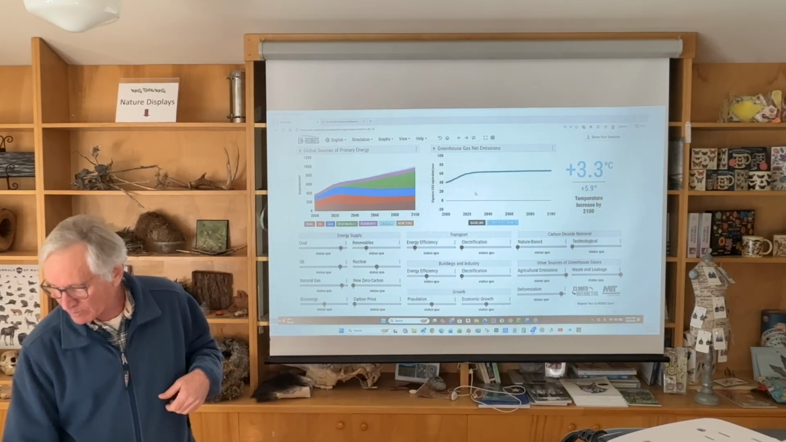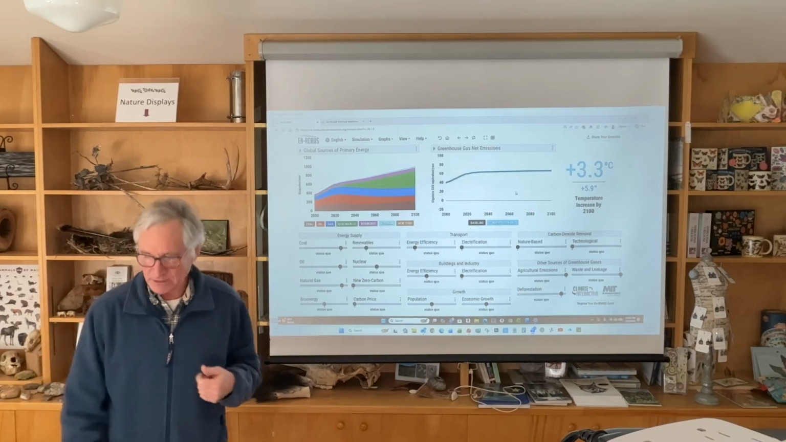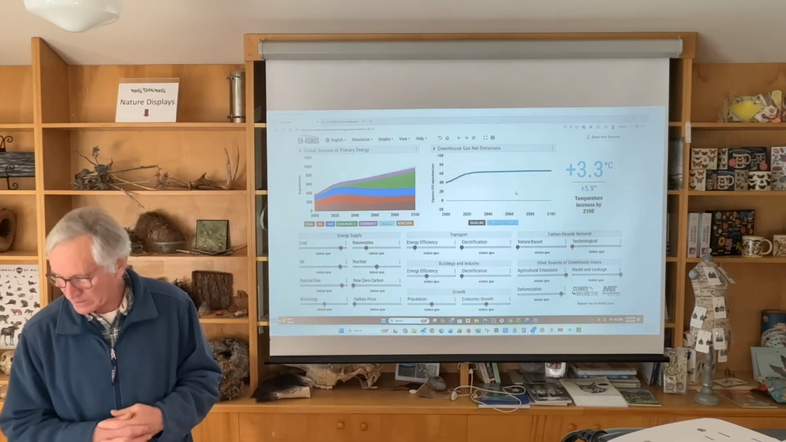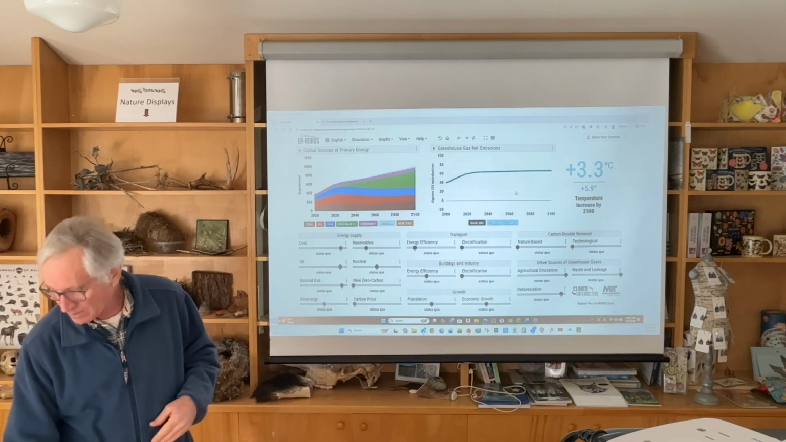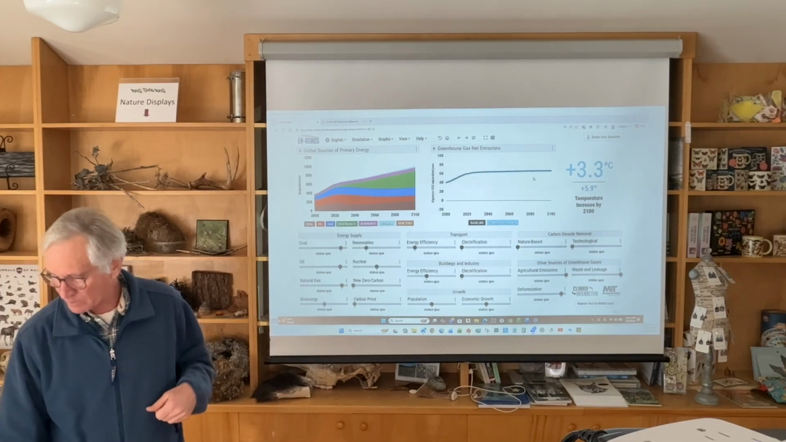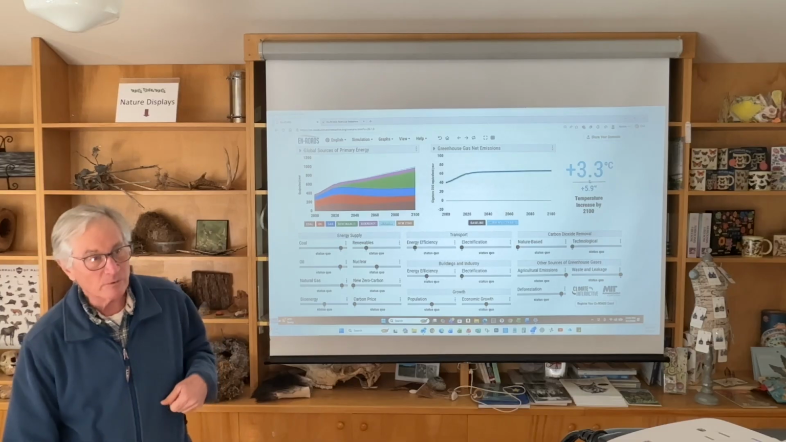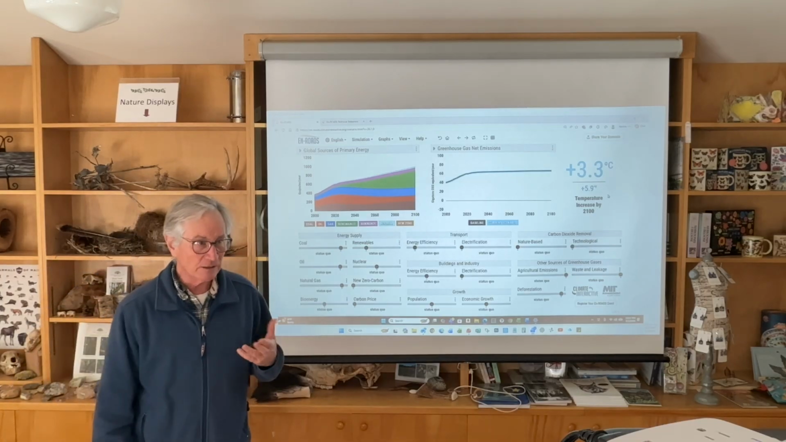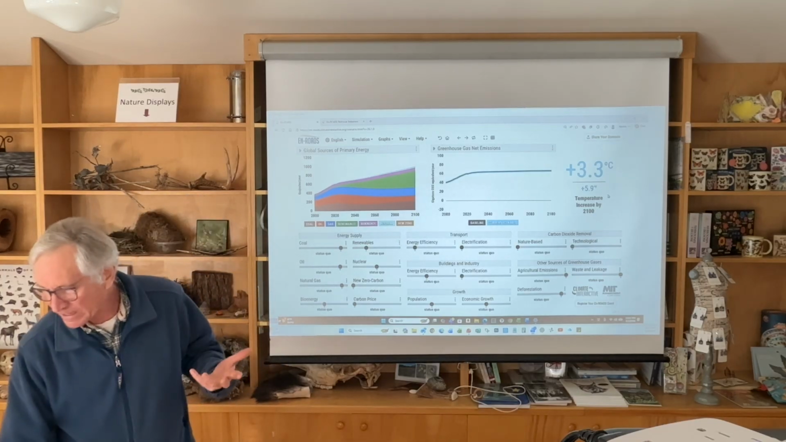On the right, we have a graph. The graph I have put up here is greenhouse gas net emissions, historical up until now, and then projections up until 2100. And then all the way to the right, we have the projected temperature increase. I can change any of these graphs.